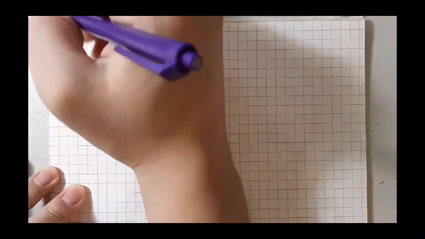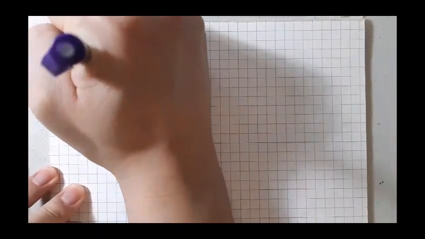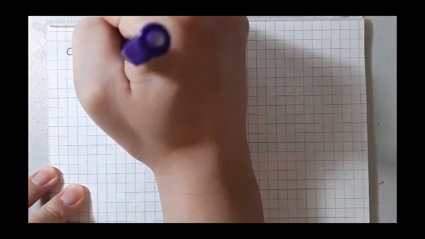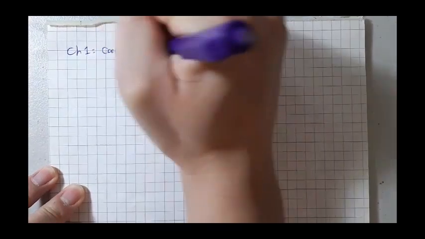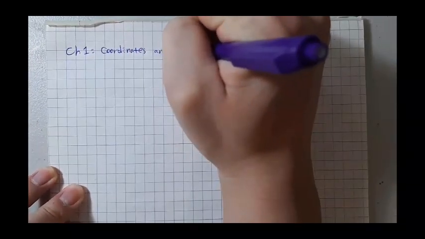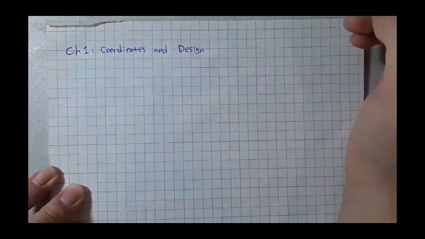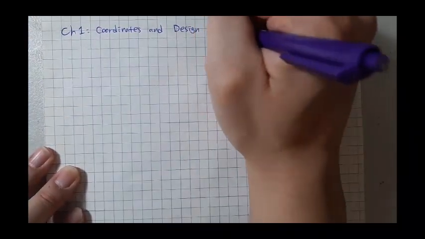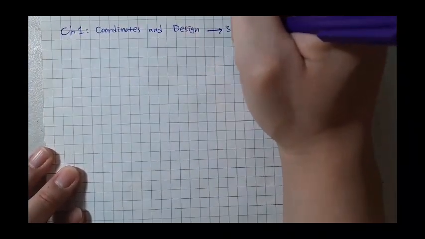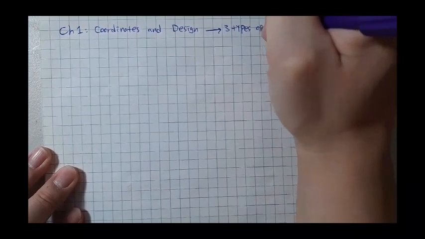All right, Math 7, today we are going to review our Chapter 1, Coordinates and Design. But more importantly, about three types of transformations.